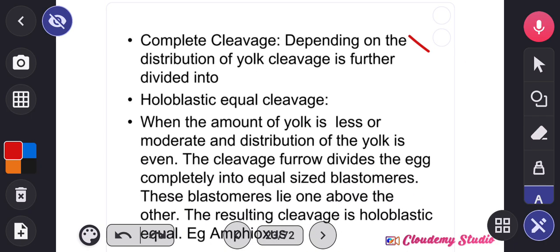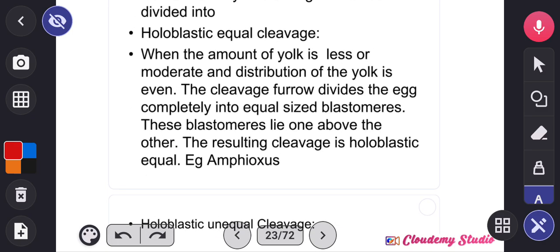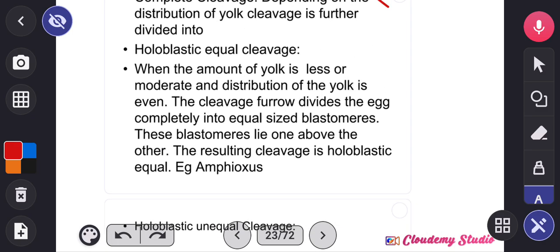So we have complete cleavage depending on the distribution of yolk. It is further divided into the holoblastic or equal cleavage and the holoblastic unequal cleavage. Now, the holoblastic equal cleavage happens when the amount of yolk is less or moderate and the distribution of yolk is even. The cleavage furrows divide the egg completely into equal sized blastomeres, and these blastomeres lie above each other. So the resulting cleavage is holoblastic equal cleavage, and it happens in amphibians.